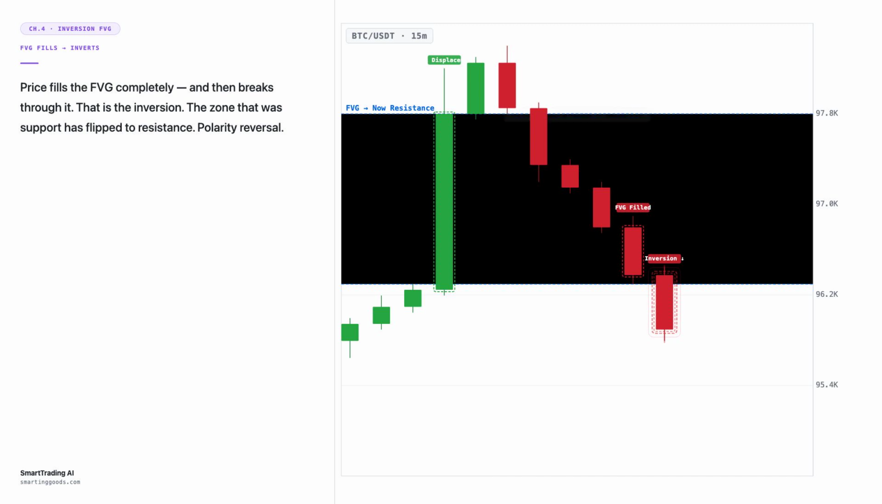When that happens, the FVG inverts. The former support zone is now resistance. Institutions who were long have exited. The zone that attracted buyers is now attracting sellers. You want to be on the right side of this flip.